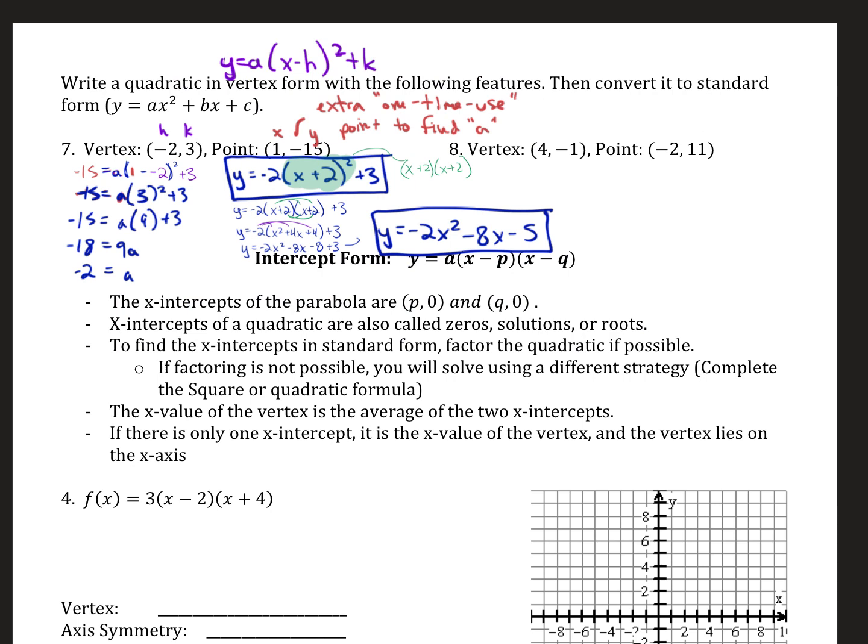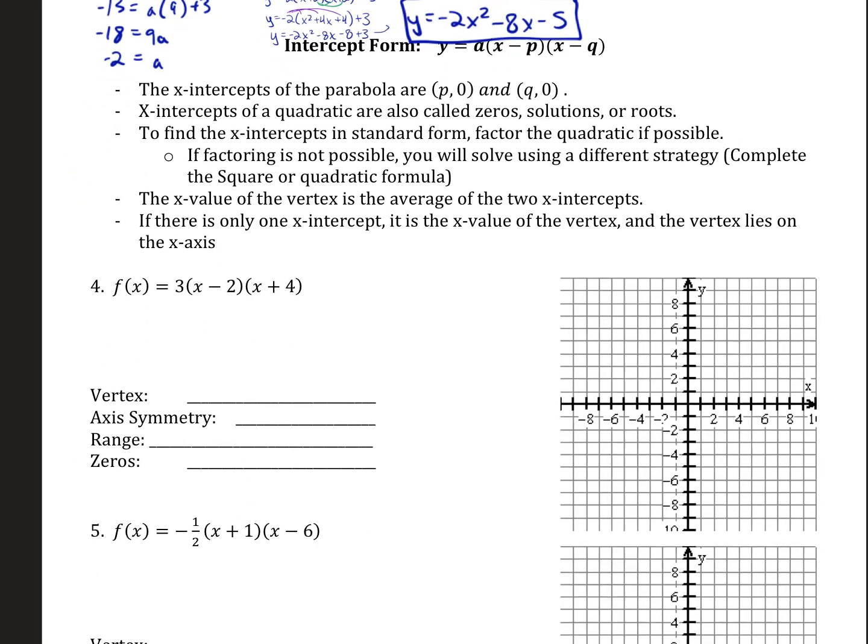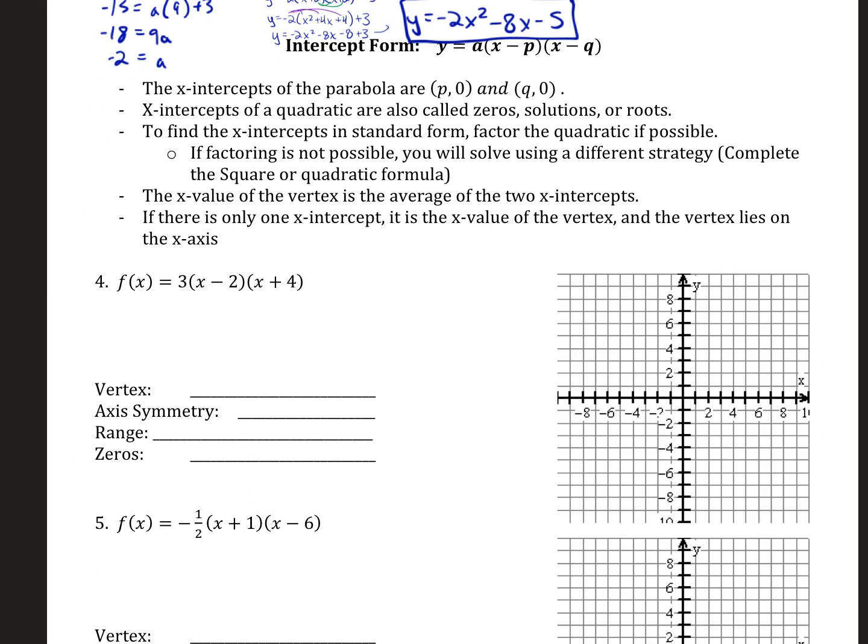Number 8, we'll hold off on number 8. If you want to see a completed version of number 8, you can check out the completed notes in Canvas. But there's your completed number 7. And again, apologies about the numbering, so we're going to continue on to number 4 from number 8. It's fine. Okay, so the last thing that we're covering today is intercept form.